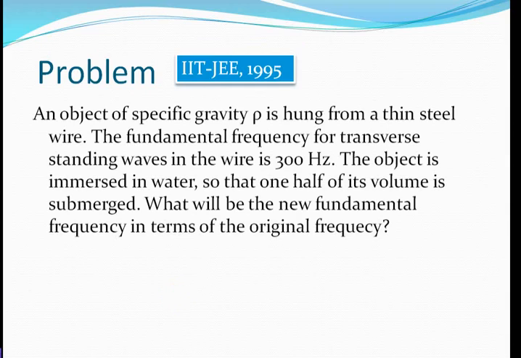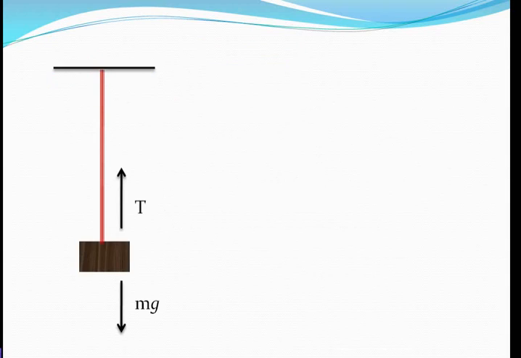Now we already know that in case of standing waves in a wire or string which is fixed at both ends, the fundamental frequency is V by 2L. We've already derived that. This string is hung, so definitely it must be fixed from the top. It has an object at its end because an object is hung from a thin steel wire. So the string must be fixed at the bottom too. It will be something like this.